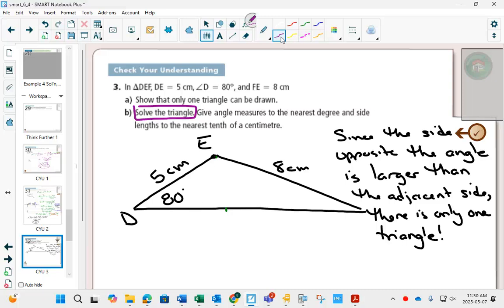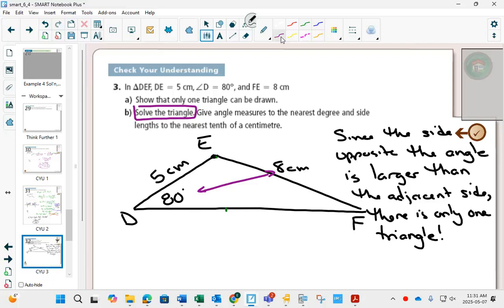Can we use the sine law? Do we have an angle and an opposite side? Yes. Yes, right here we do. So if we have that, there's going to be only one thing we can find first. Can we find little side E, angle E, or angle F? Those are the three things we don't know. Find angle F, right? Because angle F is opposite the 5.